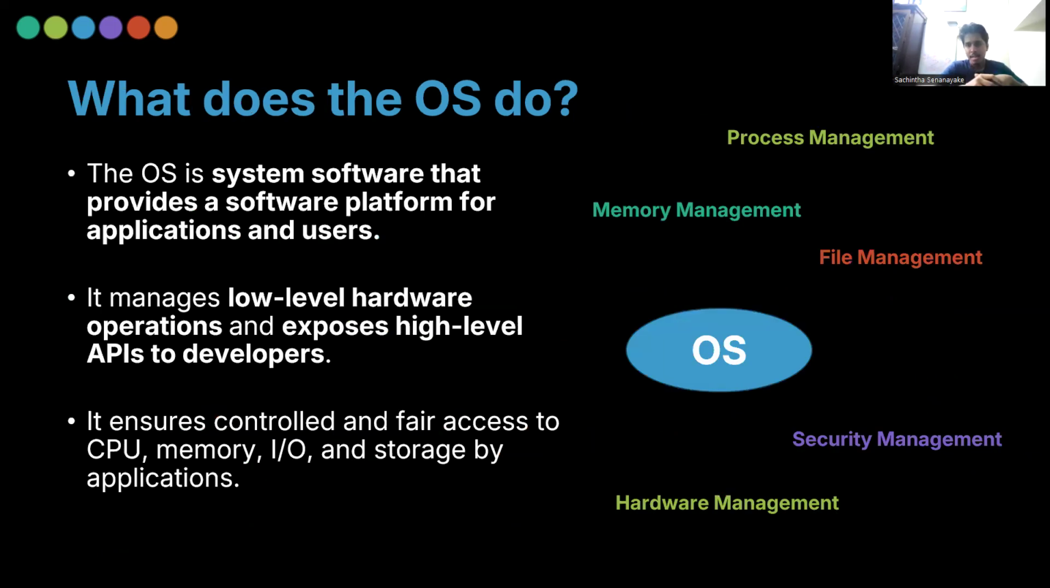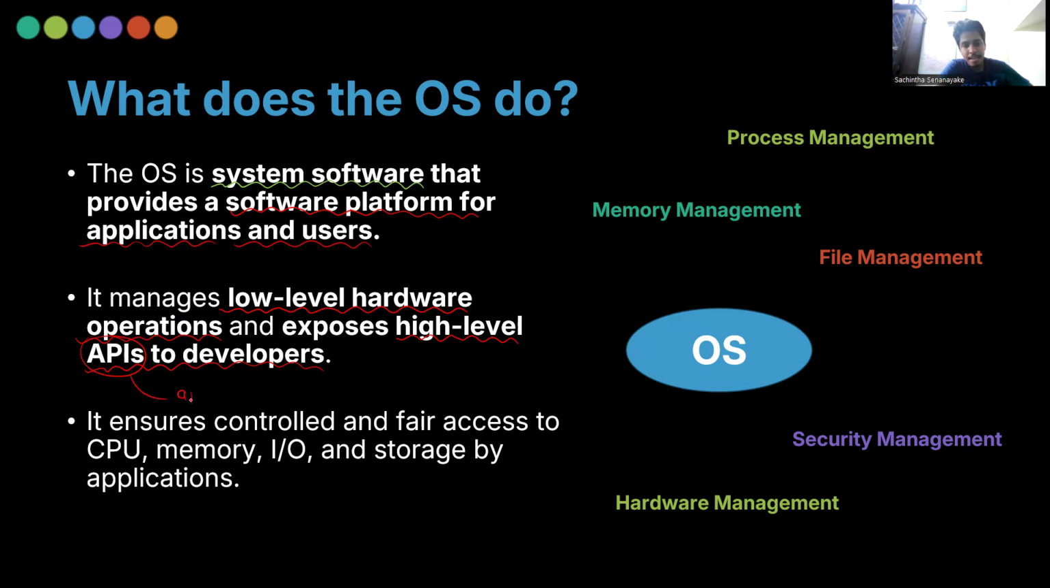Now, what exactly does the operating system do? Like we discussed, an operating system is system software, right? And what does this system software do? It provides a software platform for applications and users, right? And as a result, it manages low-level hardware, specifically the low-level hardware operations, such as that of the RAM and the CPU, and exposes high-level APIs to developers. Allows developers to manage those low-level hardware without having to work with the binary level stuff, right?